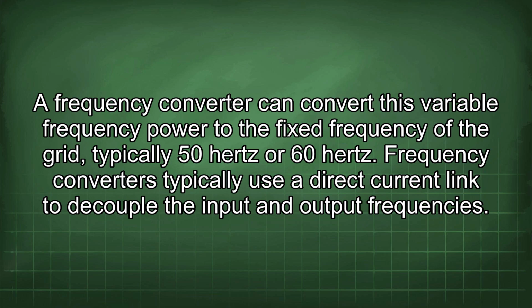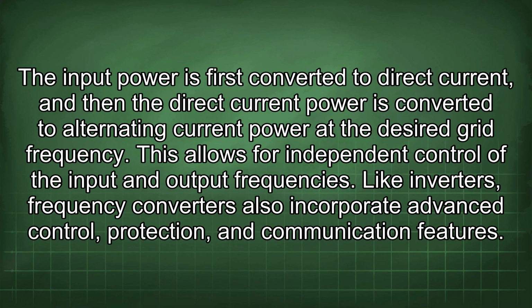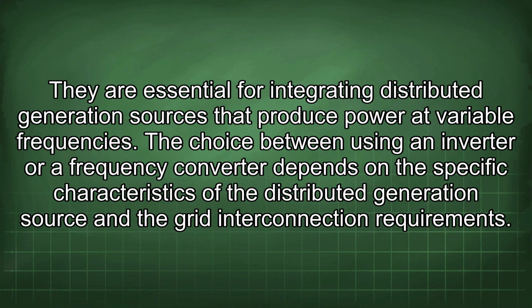Frequency converters typically use a direct current link to decouple the input and output frequencies. The input power is first converted to direct current, and then the direct current power is converted to alternating current power at the desired grid frequency. This allows for independent control of the input and output frequencies. Like inverters, frequency converters also incorporate advanced control, protection, and communication features. They are essential for integrating distributed generation sources that produce power at variable frequencies.